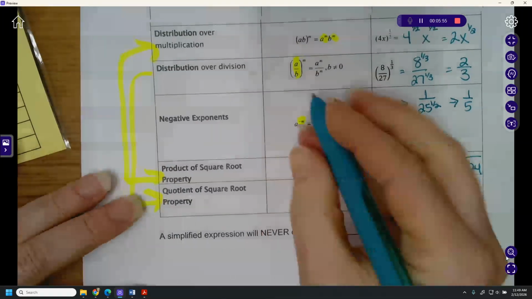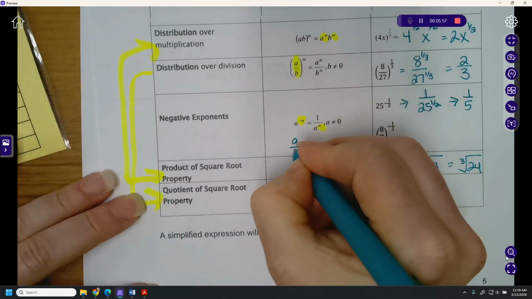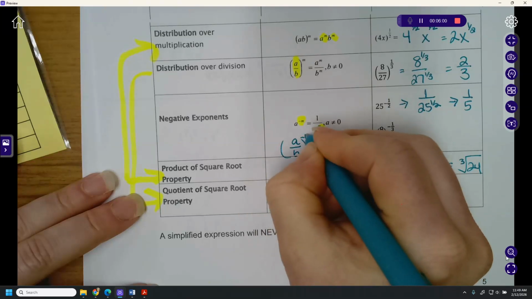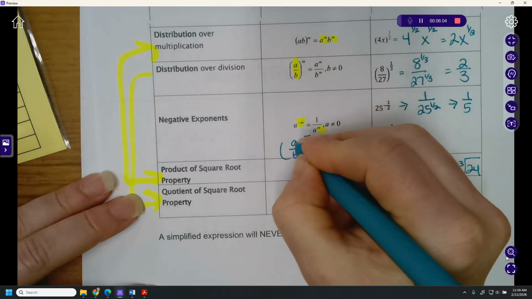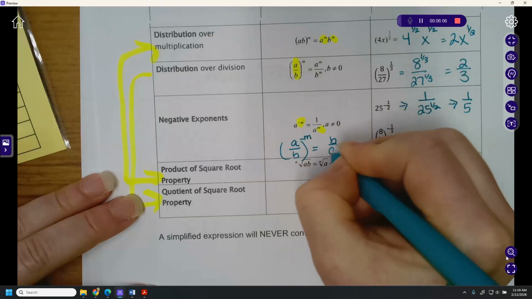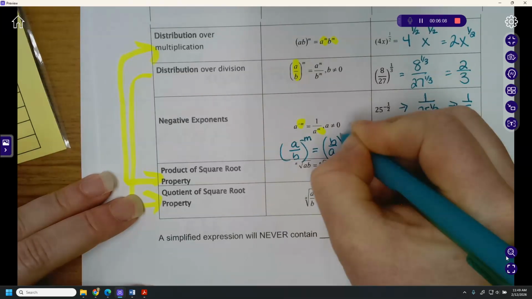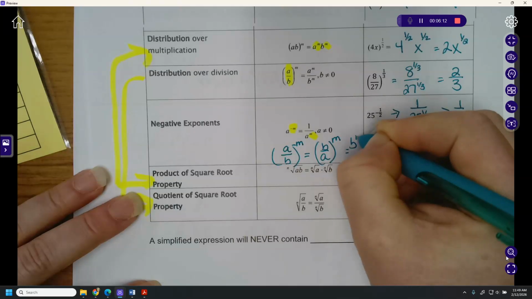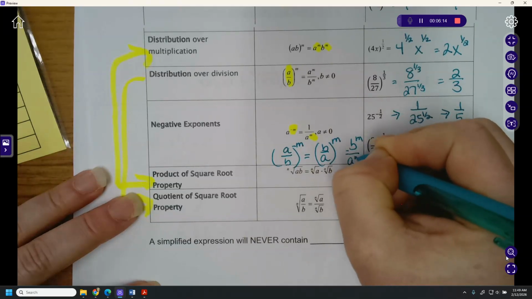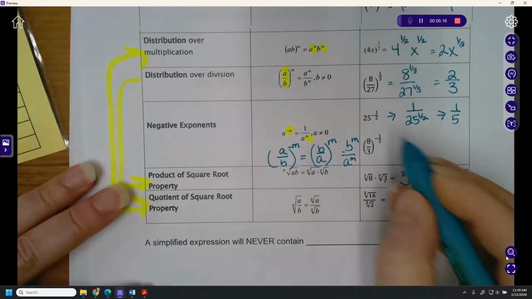If I'm going to actually add something here, if we have a over b to the negative m, when it's in fraction form, we take the reciprocal by reversing or flipping the numerator and denominator. And then it would be applied to both the numerator and denominator.